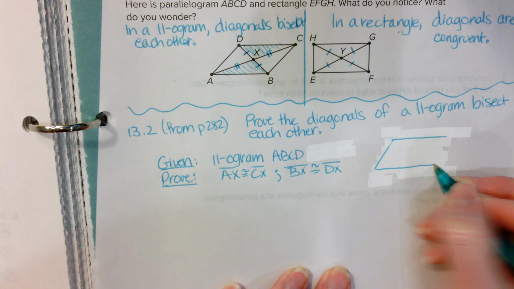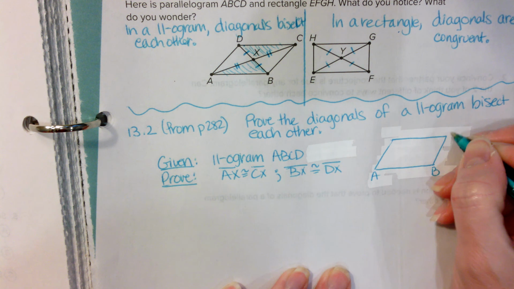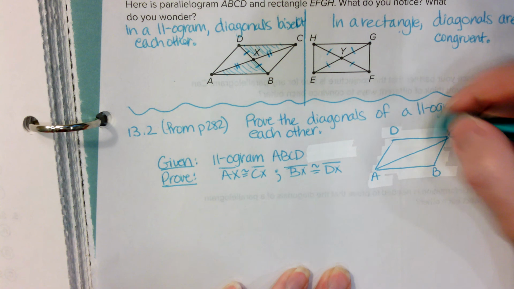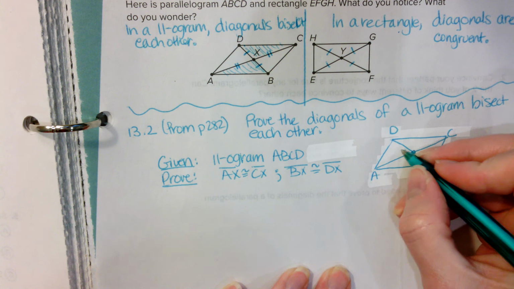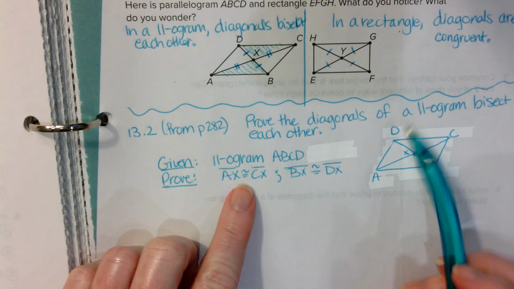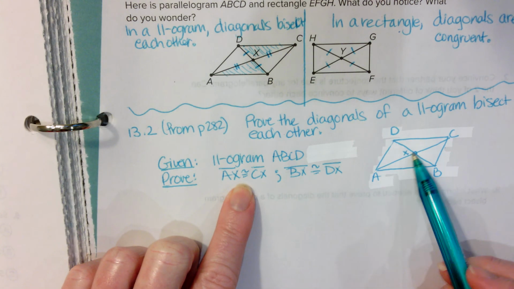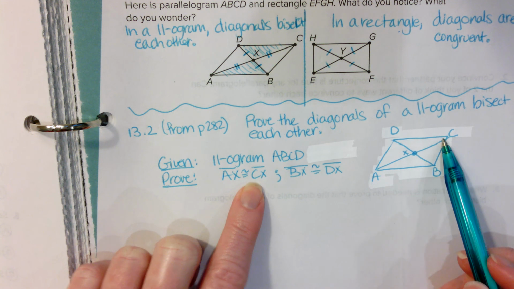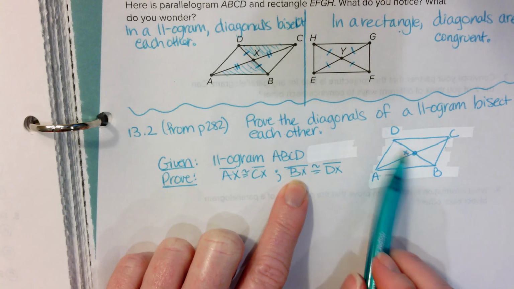So I'm going to redraw the parallelogram and call it A, B, C, D, and let's draw in our diagonal AC. Let's draw in our diagonal BD. Let's have both diagonals intersect at X. And then what I'm trying to prove is that the diagonals are bisected. So I'm trying to prove that AX and CX, using corresponding parts, are congruent. I'm trying to prove that BX and its other half, DX, are congruent.